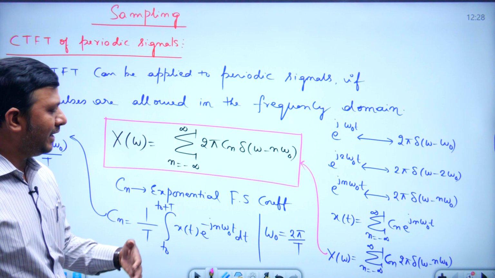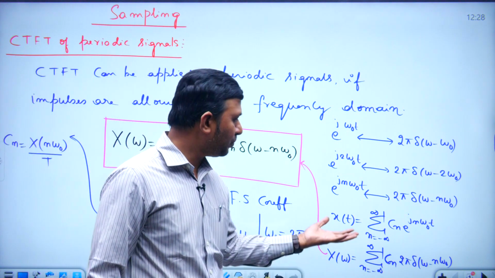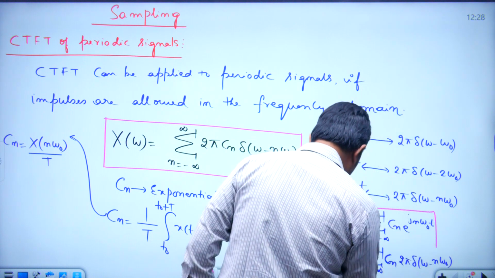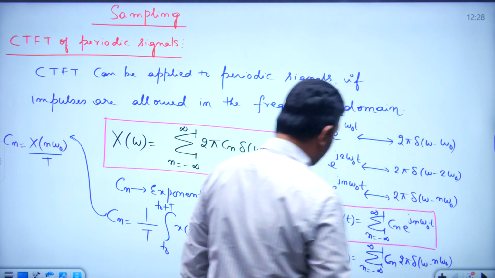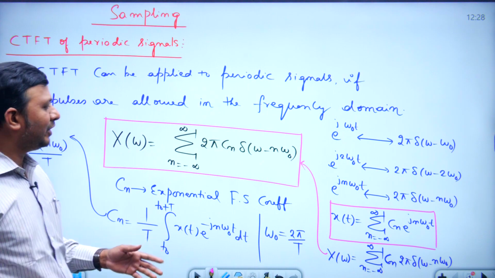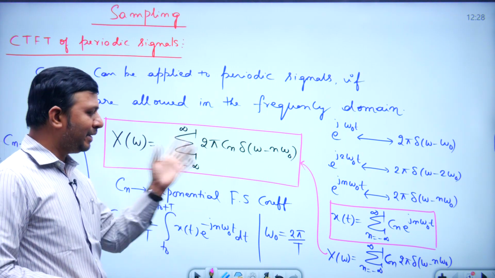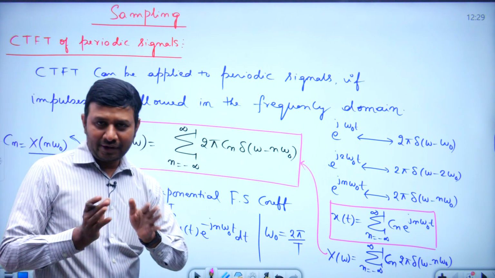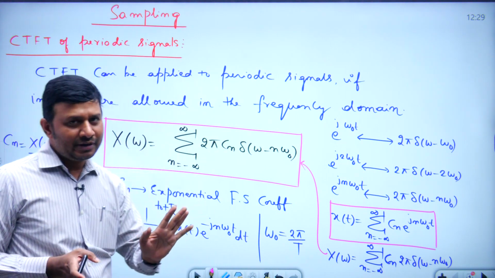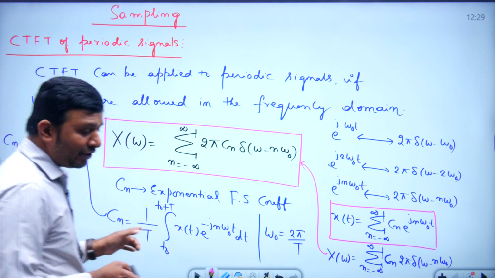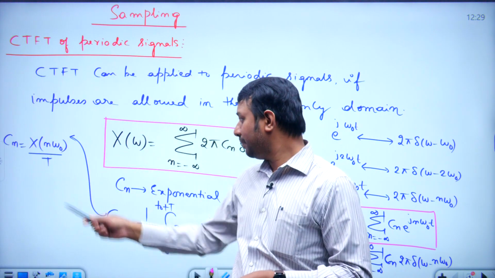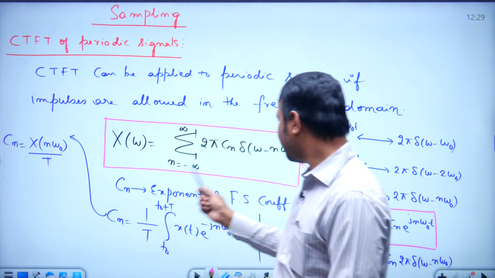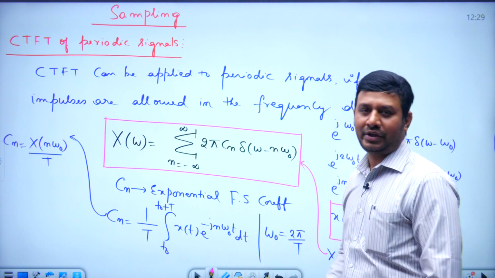So simply apply the Fourier transform to the exponential Fourier series expression. If you apply the Fourier transform to this expression, you are going to get the Fourier transform of periodic signals. And I told you how to calculate the value of Cn. Select one period, and in that period observe what signal is present. For that, calculate the Fourier transform. In that Fourier transform, replace omega with n omega naught, divide by the period, and you will get Cn. After getting the value of Cn, simply substitute here.